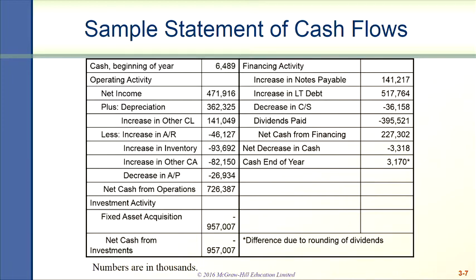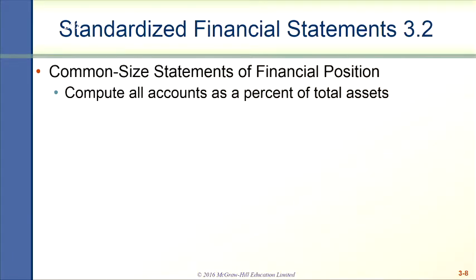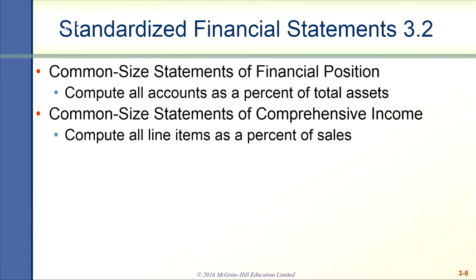Now, this is typically how statements are made. And then what are the benefits of standardizing the financial statement? For example, with a common size statement of financial position, we compute all accounts as a percentage. The reason behind this is that it gives commonality and ease of interpretation from one jurisdiction to the other. And as such, we also look at the statement of comprehensive income as well.